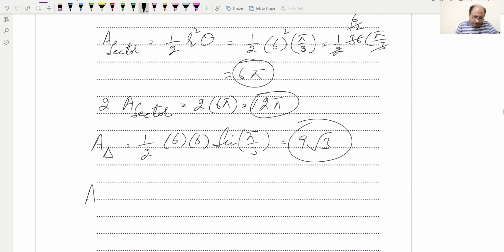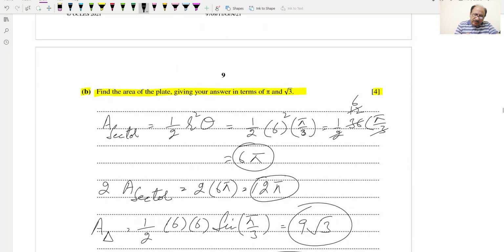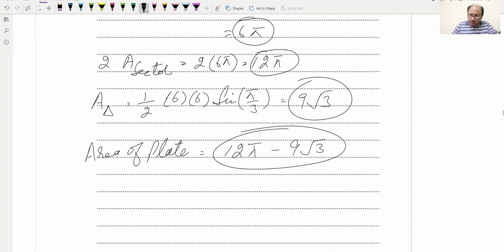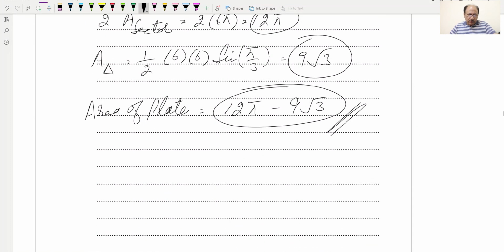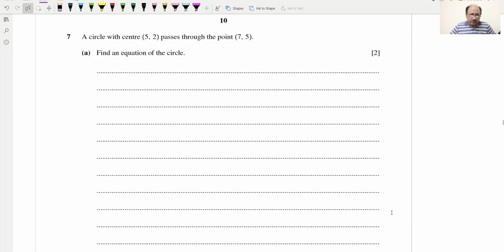Okay, now this area we have to subtract, so area of plate is equal to 12 pi minus 9 root 3. Because they want the answer in terms of pi and root 3, this is basically the final answer, no need to provide the decimal answer. This is done. Now we can move to question number 7.